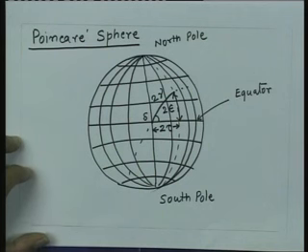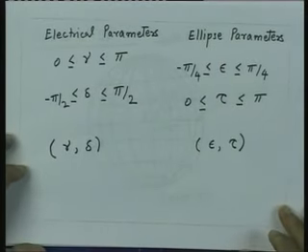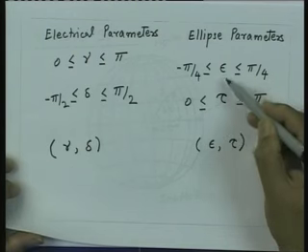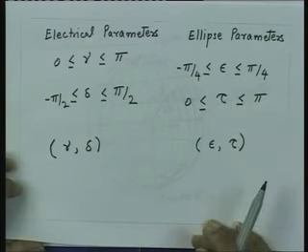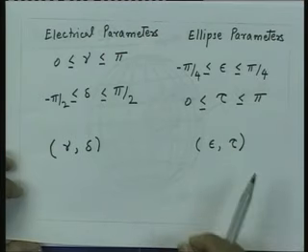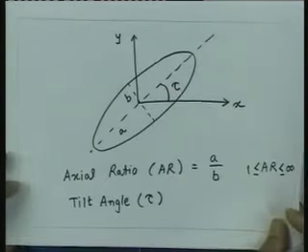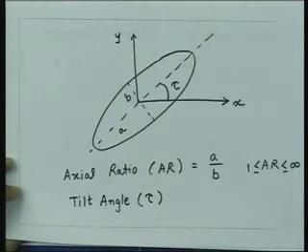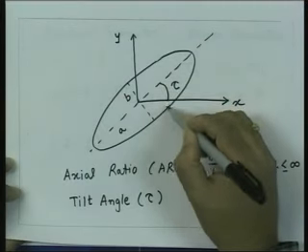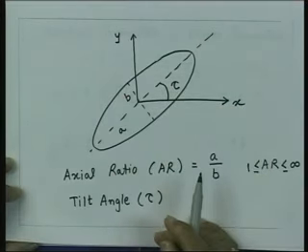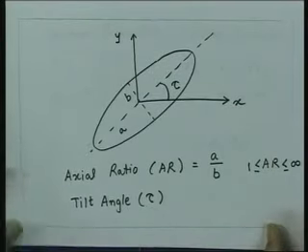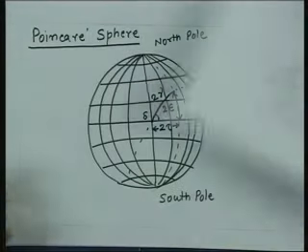Let us say we have a linear polarization. If you have a linear polarization, then the axial ratio is infinity, because the minor axis for the linear polarization is 0. So, in this case the ellipse is compressed, so B has become equal to 0. I have a tilt angle, which is the inclination of the line, but the axial ratio is infinity.